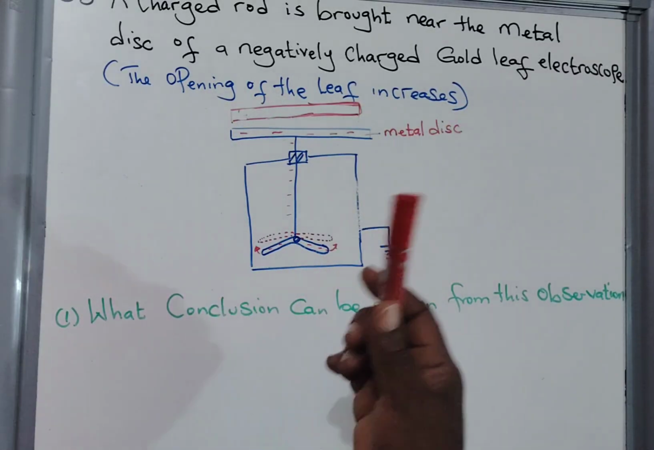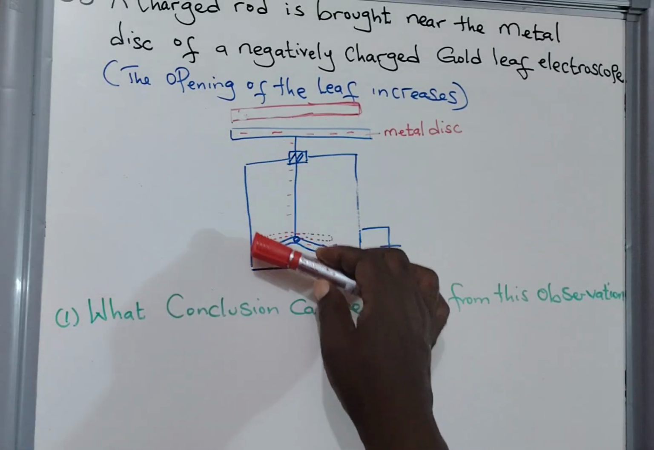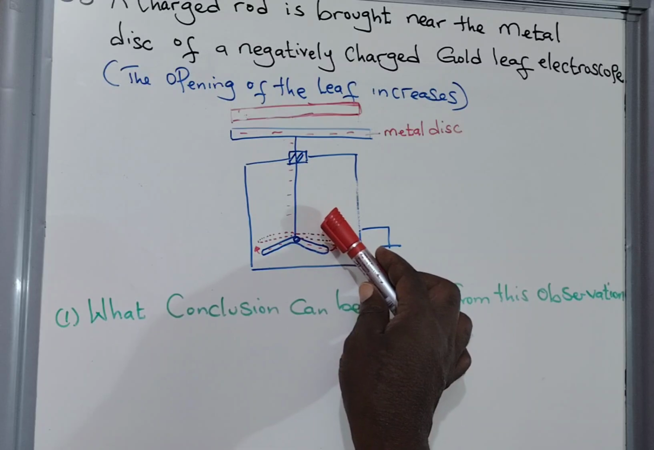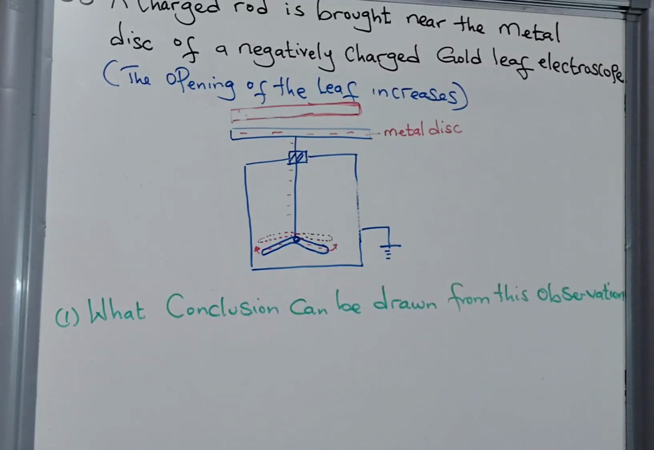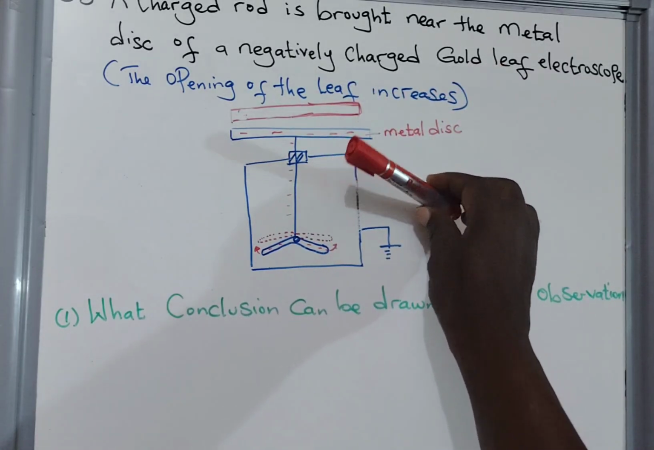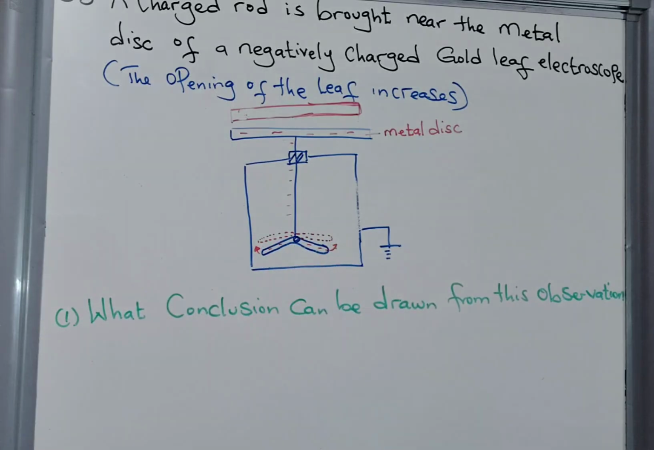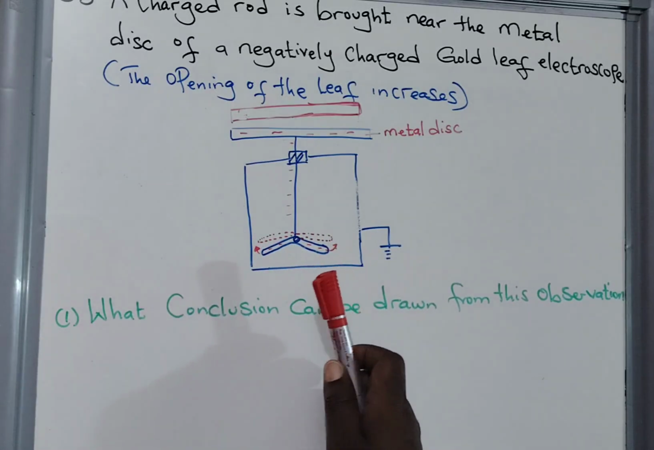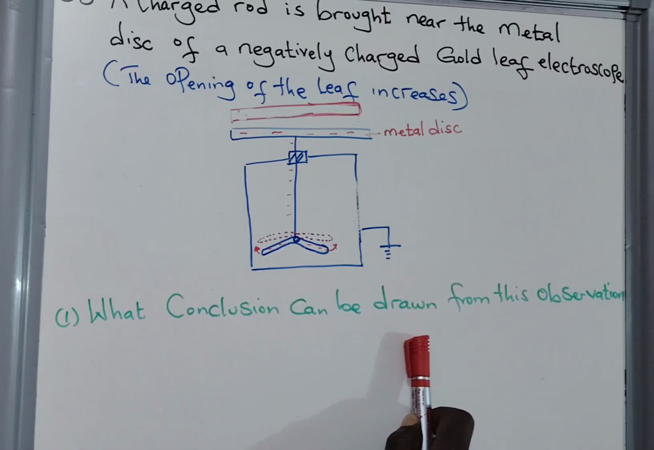Okay, let me clarify on this one. The gold leaf is negatively charged, and the rod is charged, but we don't know whether it's positively charged or negatively charged. But when the rod was brought near the disc, the leaves repel further. They continue to move away from each other. Okay, what conclusion can be drawn from this observation?